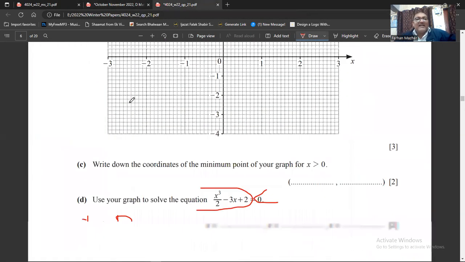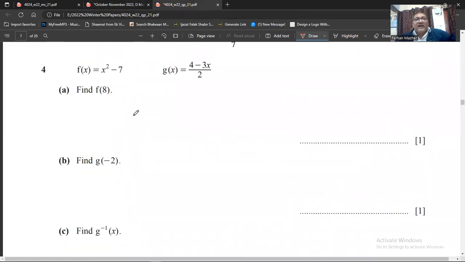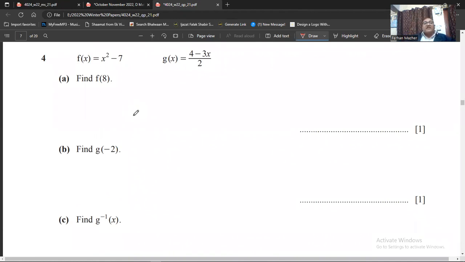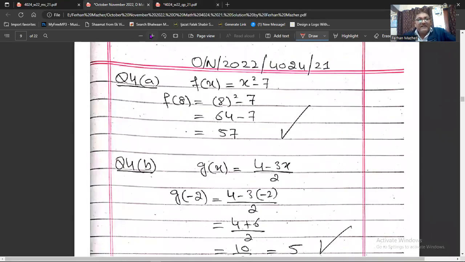I hope you understand. So we are going to the next question. Question number 4. f of x is equal to x square minus 7. g of x is equal to 4 minus 3x, the whole thing divided by 2. Find f of 8. Very simple in that formula. Wherever there is x, just substitute it with 8.